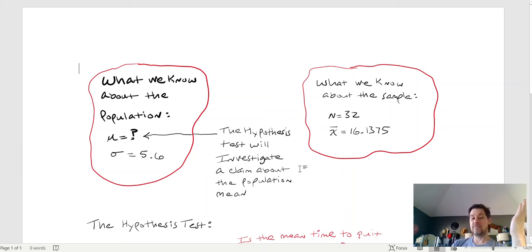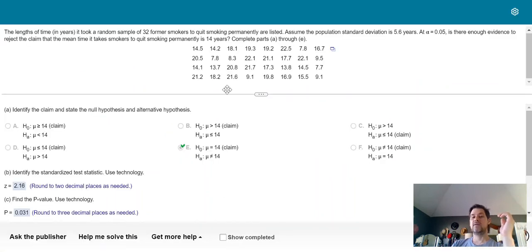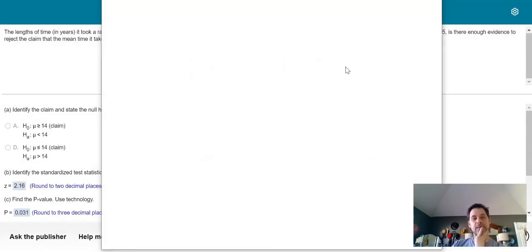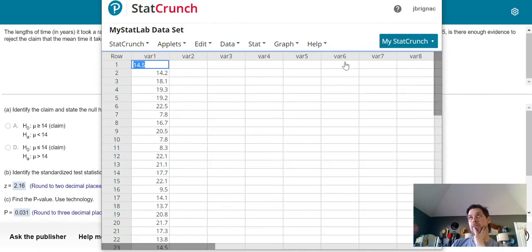The hypothesis test will investigate the claim about the population mean. As far as the sample goes, we know the sample size. They said we have data from 32 former smokers about how long it took them to quit smoking. And this X bar right here, that's the sample mean, okay? Now that wasn't given, but we have the raw data here and I can open it in StatCrunch, because in order for me to make an inference about the population mean, I have to know something about the sample mean, okay? It's all based on that.